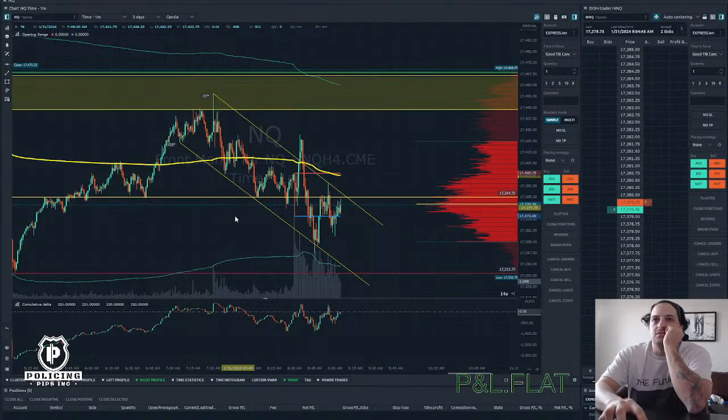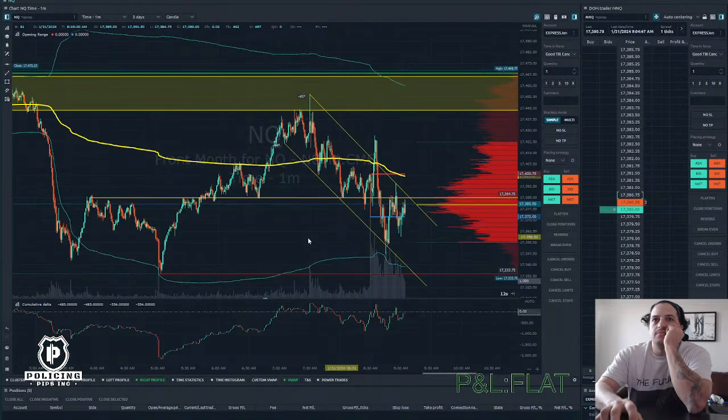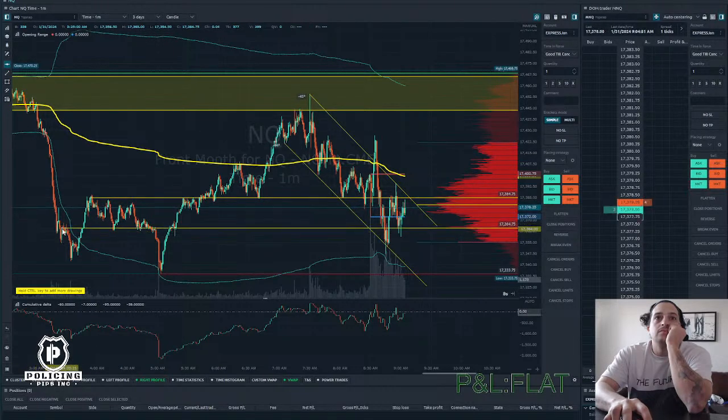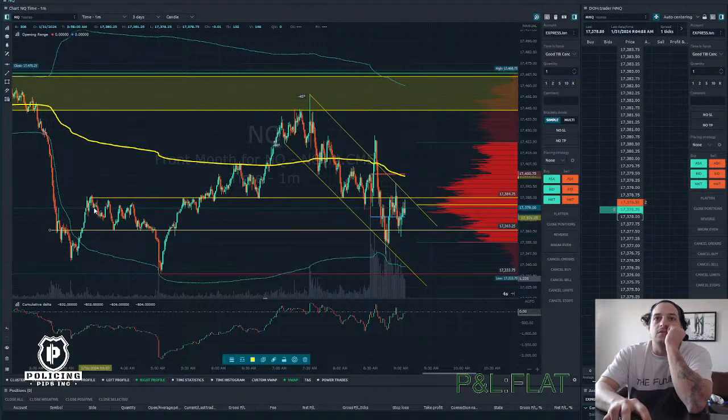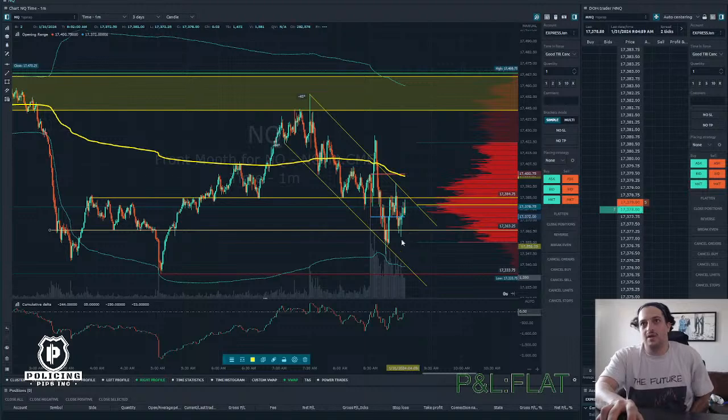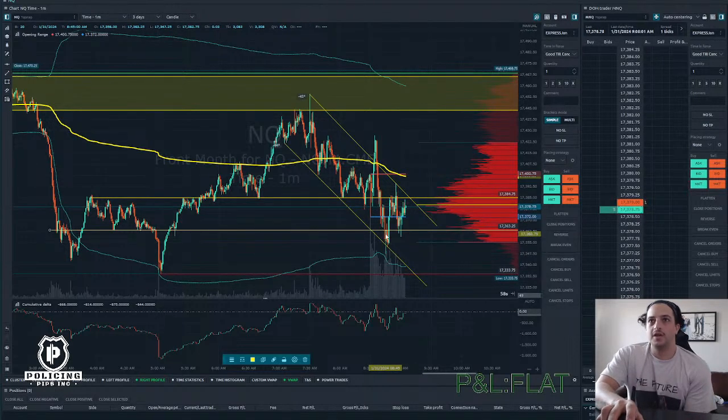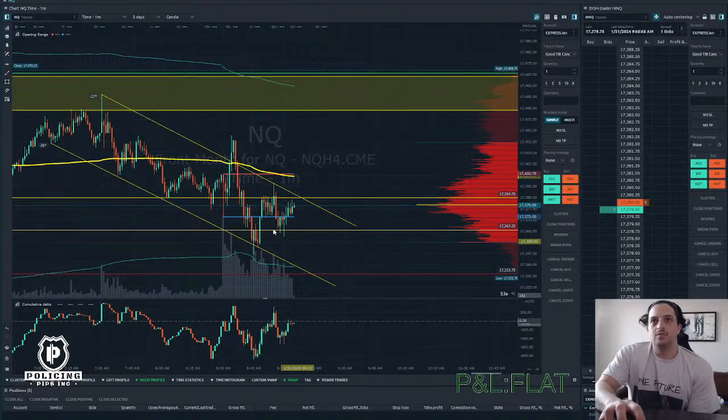You do have this area right here that held up, flushed, then held up. Right now, we have tested it twice. We've got a little bit of a divergence, right? We got the higher low here. You got a wick test.